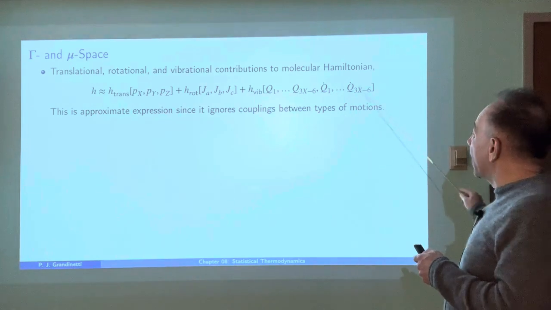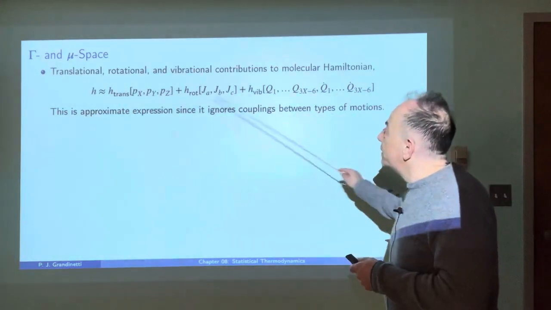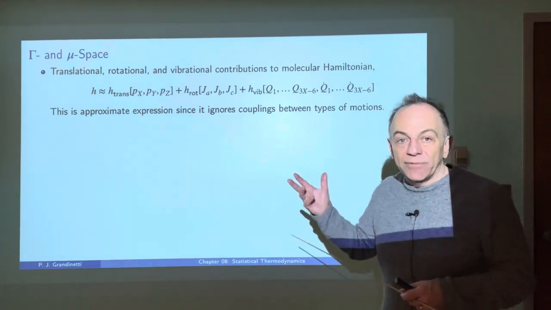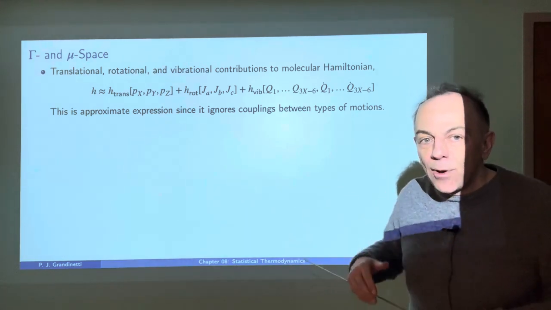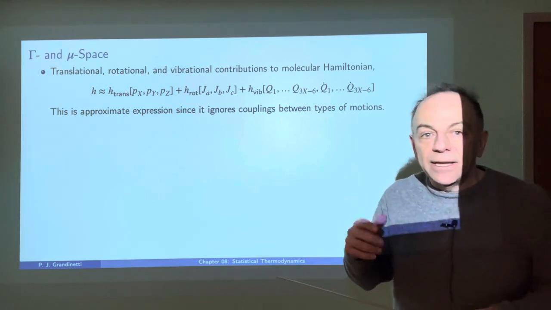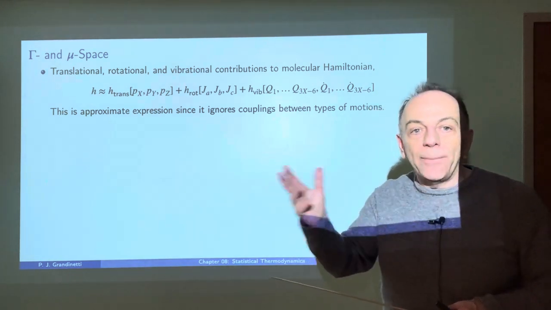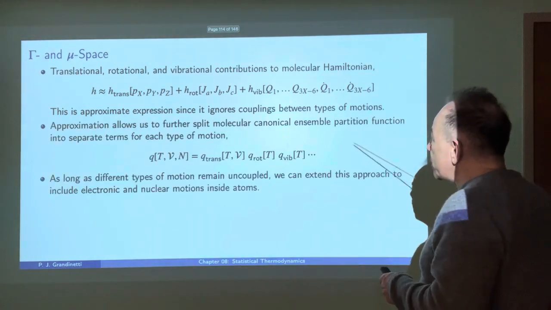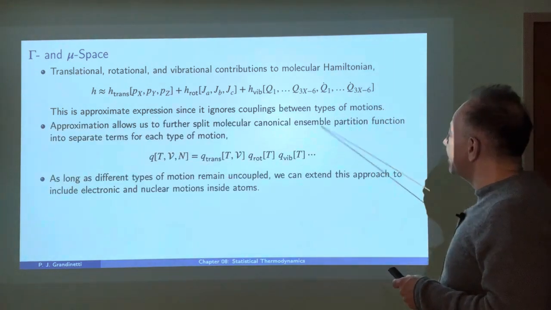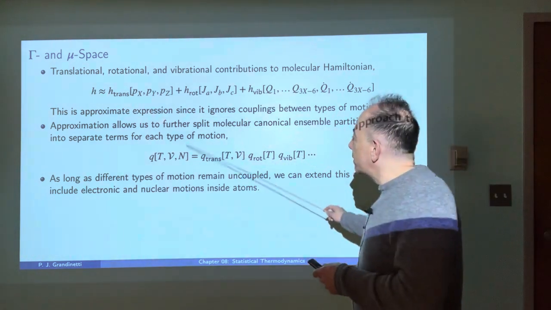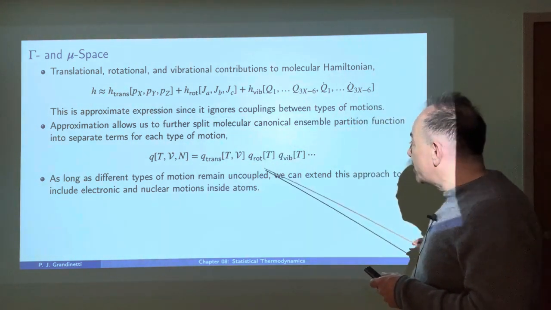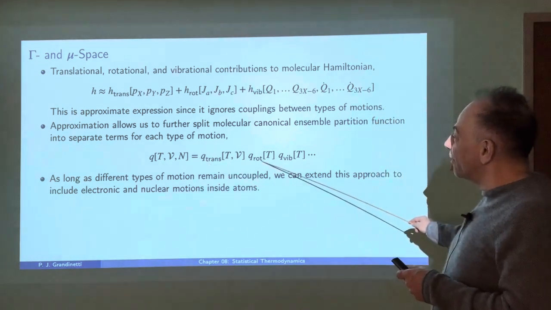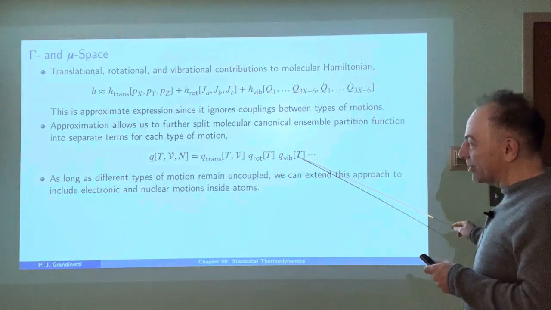So again, this ignores couplings between the molecules, but it also ignores couplings between the different types of motion. So yet another approximation to this picture, where you know that there can be rotational and vibrational couplings, but we're ignoring that in this simple picture here. So this approximation now allows us to split our molecular canonical ensemble partition function into simply a product of the translational contribution, the rotational contribution, and the vibrational contribution.